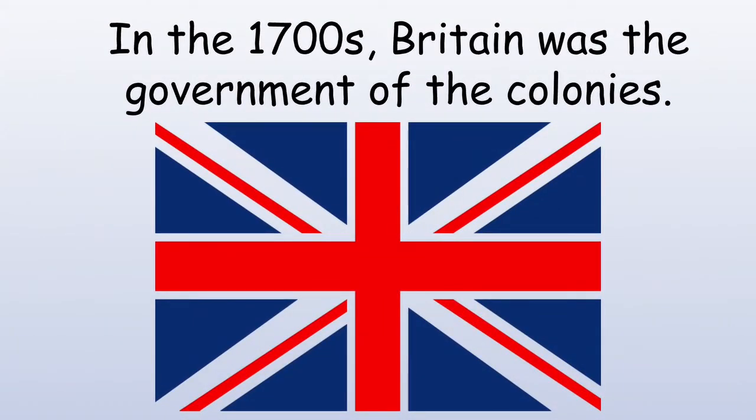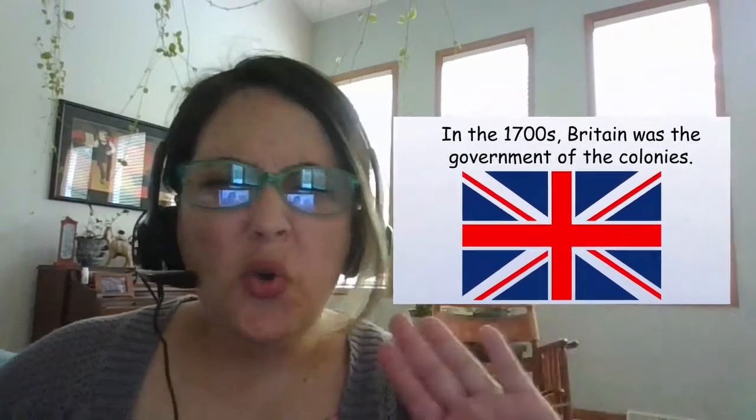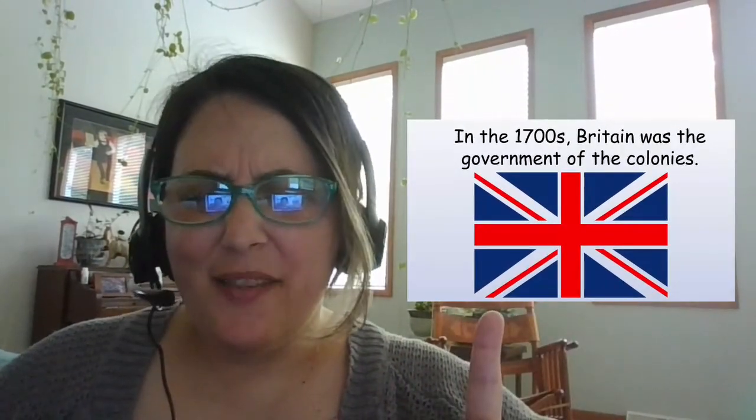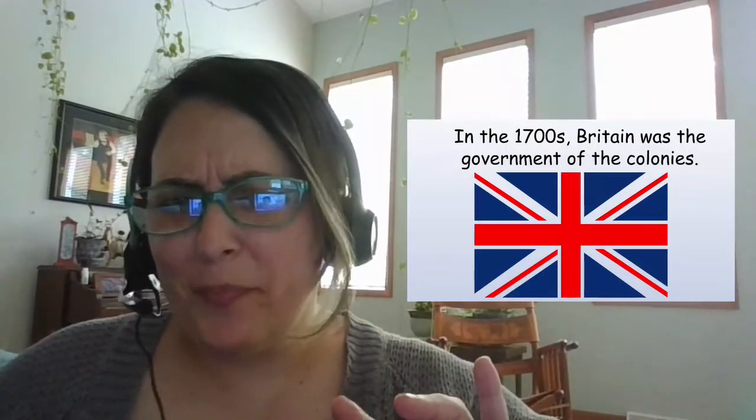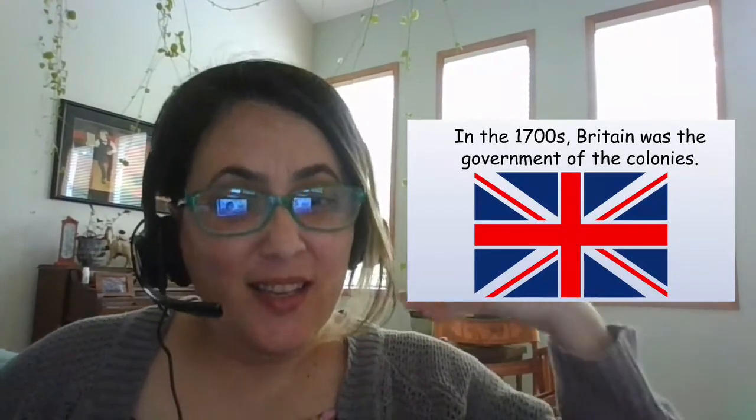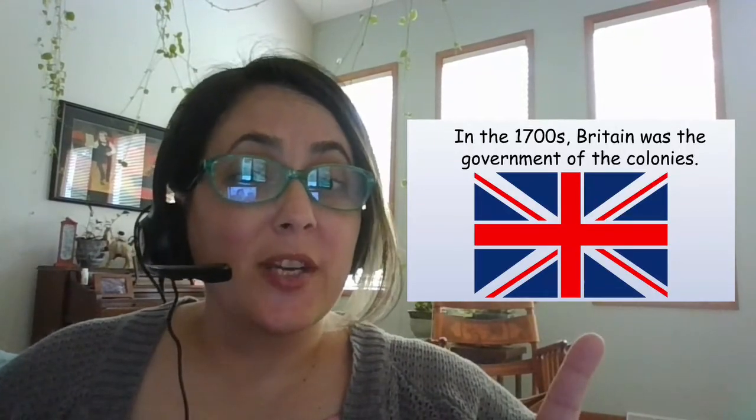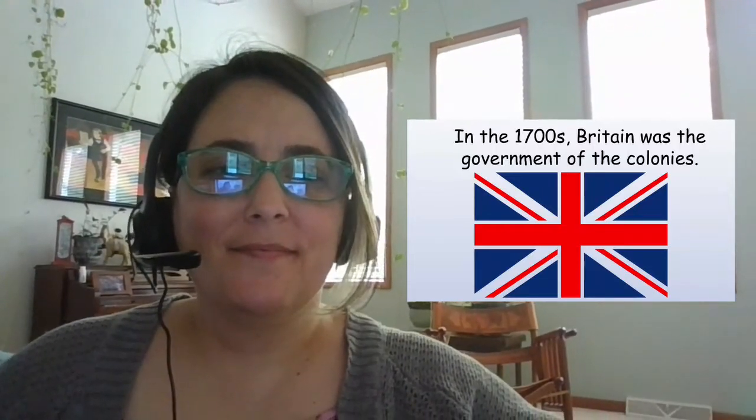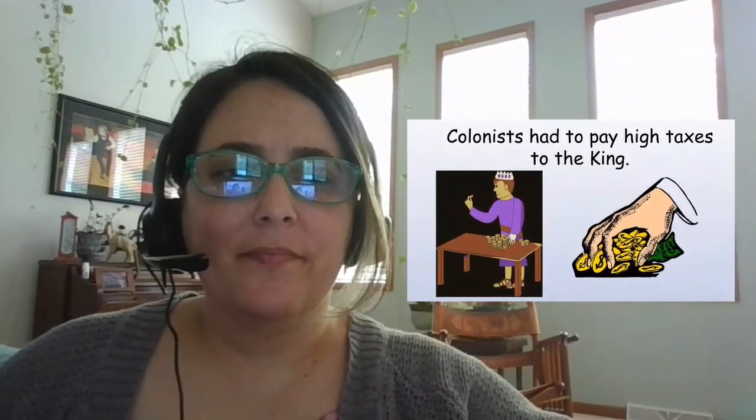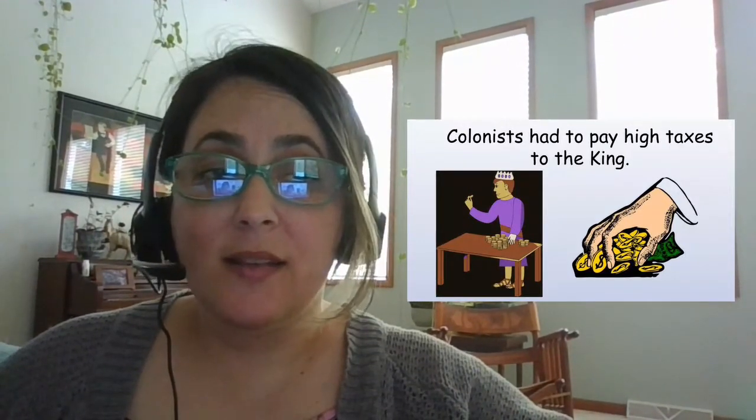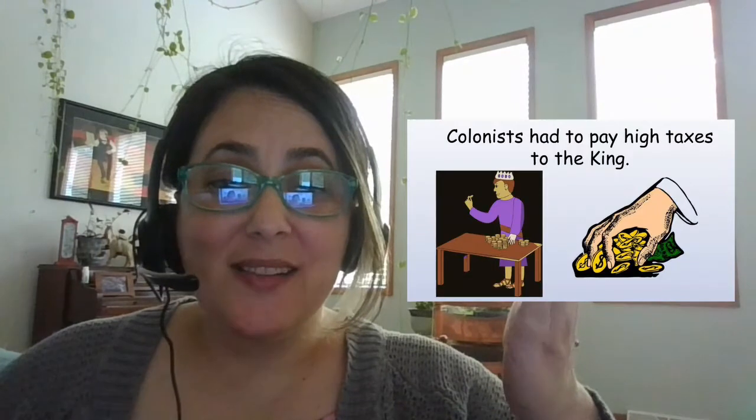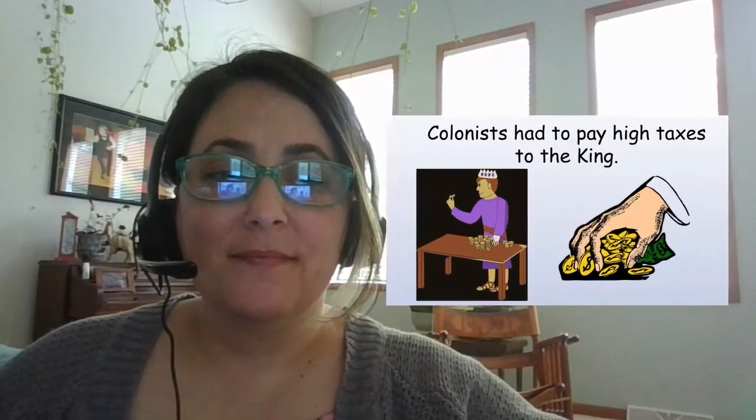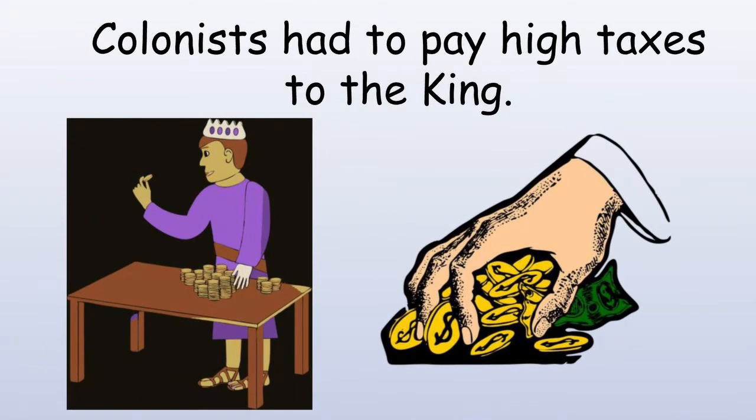In the 1700s, no Washington, D.C. In the 1700s, no President Trump. In the 1700s, King of England and Britain were the government of the colonies. Colonists had to pay high taxes to the king.